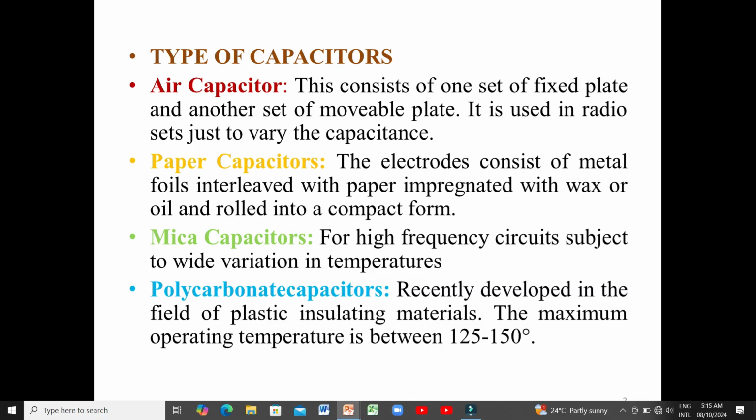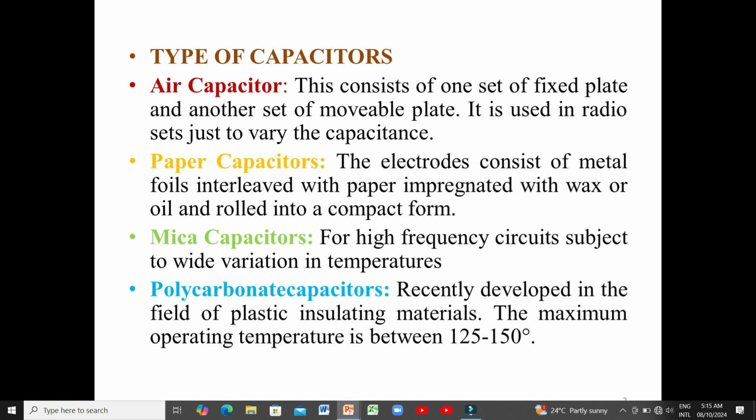Types of capacitors. We have many types of capacitors. Amongst them is the variable capacitor. This consists of one set of fixed plates and another set of movable plates. It is used in radio sets just to vary the capacitance.